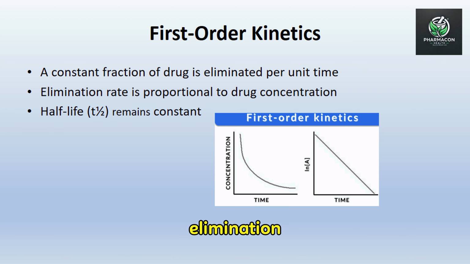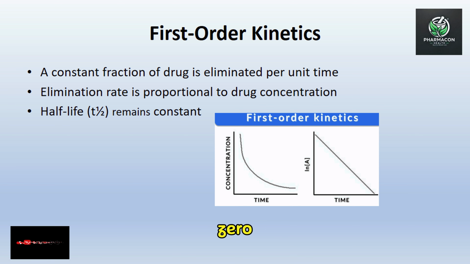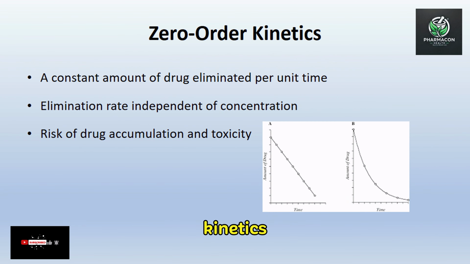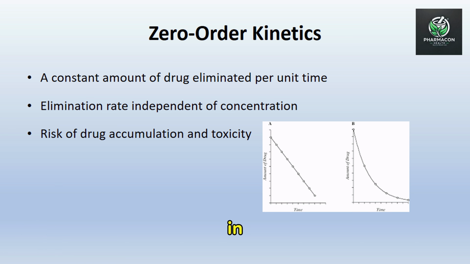Some follow a fixed-rate elimination process, known as zero-order kinetics. In zero-order kinetics, a constant amount of drug is eliminated per unit of time, regardless of how much drug is in the body. This happens when elimination pathways, like liver enzymes or renal transporters, become saturated. Drugs like phenytoin, ethanol, and high-dose aspirin follow this kinetic pattern. Because elimination does not speed up with increasing concentration, there's a higher risk of accumulation and toxicity, especially with dose increases.